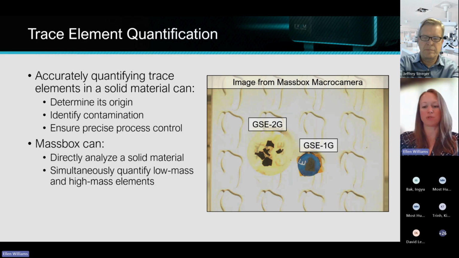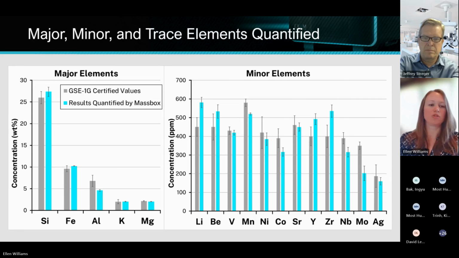So the next two slides, I'm going to show you the results. What you're looking at here are the major elements on the left and some of the minor elements and trace elements on the right. They're on two different scales, just so you can see them, since we've got major elements in tens of weight percent versus the minor elements in the hundreds of parts per million.